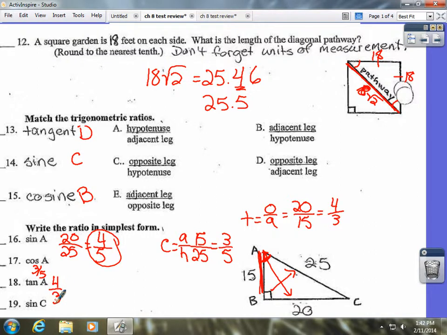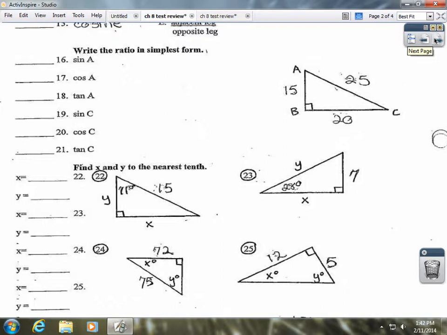Now for the next few problems, I'm dealing with angle C. Okay, so here's my angle C. This is the opposite, and this one's right next to it. This is the adjacent, and this is the hypotenuse. Okay, the sine of C is the opposite over the hypotenuse. Opposite over hypotenuse, which is going to give me 15 over 25. Divide both sides by 5, I get 3 over 5.